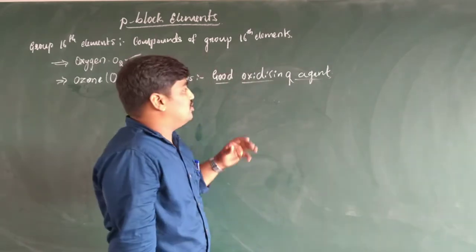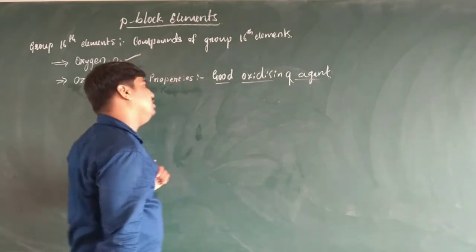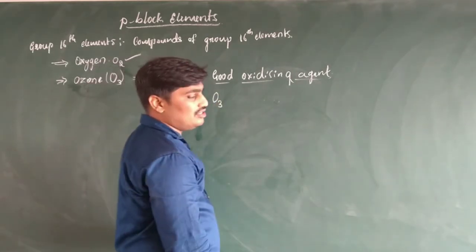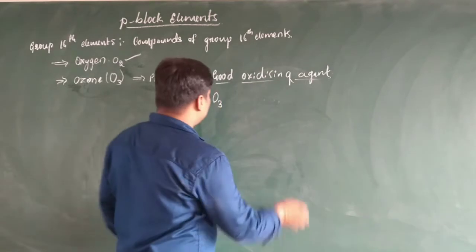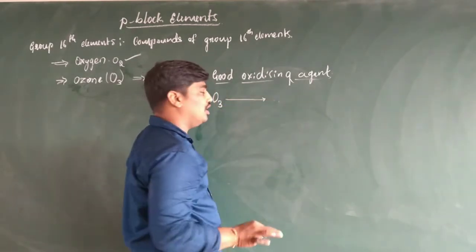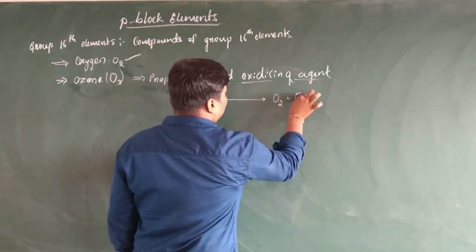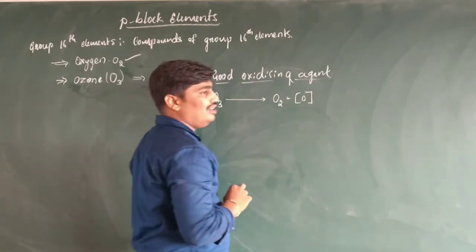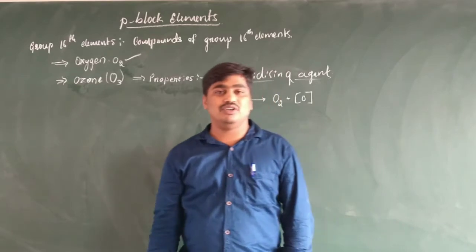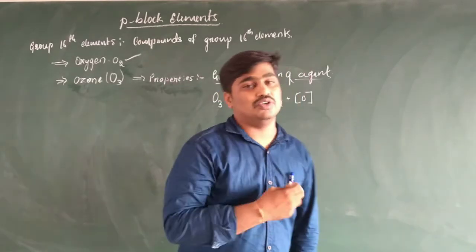The strength of oxidation is much higher than that of oxygen also. The reason is ozone is unstable. It is unstable in the atmosphere, in atmospheric or standard conditions. Therefore, it decomposes to give oxygen and nascent oxygen. The nascent oxygen that is produced is a good oxidizing agent. It oxidizes many things. Therefore, it is a good oxidizing agent.